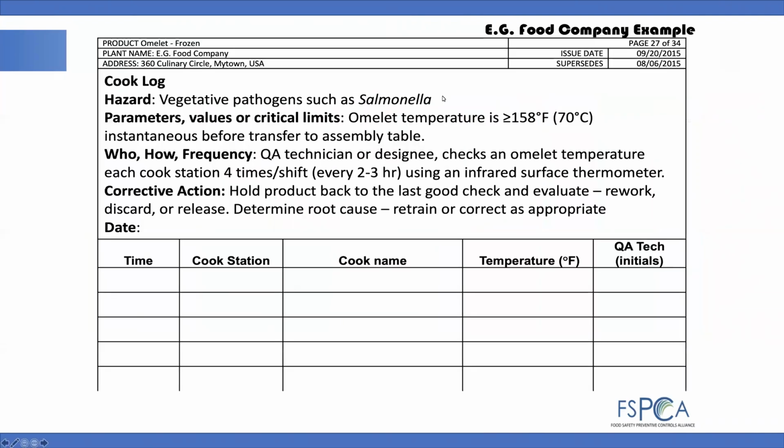This is a cook log to monitor omelet temperature. The QA technician or designee records this cook log every 2 to 3 hours. If there is any noticeable deviation, the recorder needs to report to the supervisor or any person who is in charge of this operation. And then the food safety team will take any corrective action or correction.